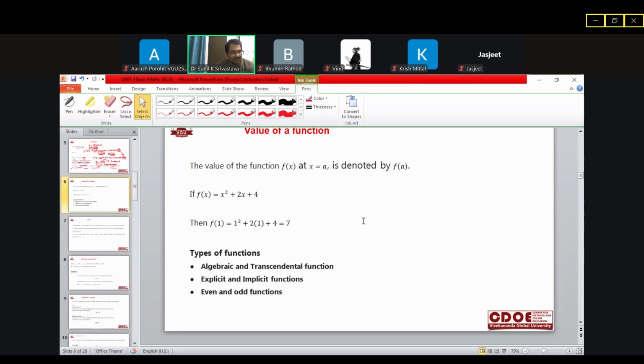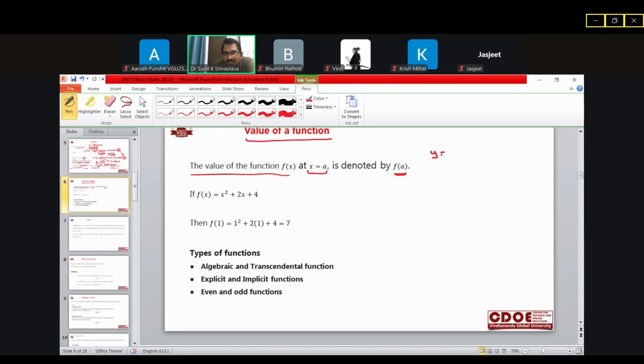Value of the function. What is the meaning of the value of the function? The definition is: suppose we have a function y is equal to f of x. The value of the function at x is equal to a is denoted by f of a, and it is determined by putting x is equal to a in the function. That is known as the value of the function, denoted by f of a.